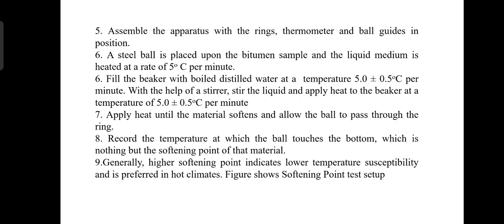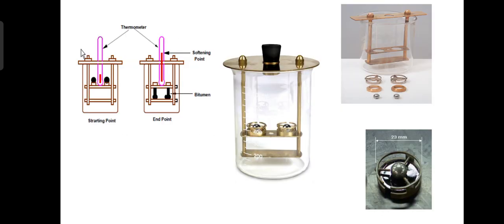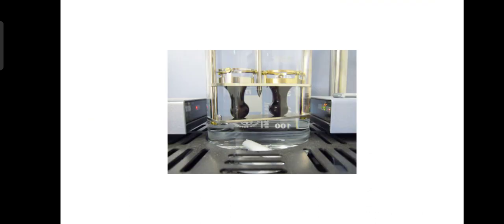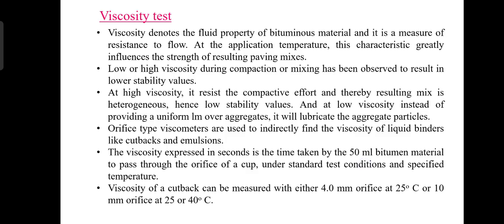Generally, a higher softening point indicates lower temperature susceptibility and is preferred in hot climates. The next figure shows the softening point test setup. So you can see the softening point tester. You can see the ring and ball, and how the starting point in that experiment and how the end point looks. So this is the end point, the figure which shows the end point of the softening point test.